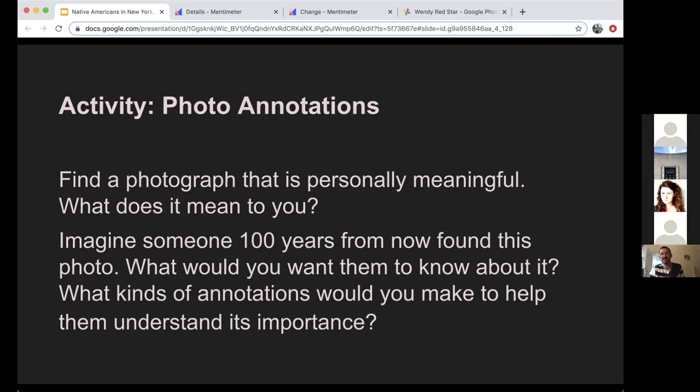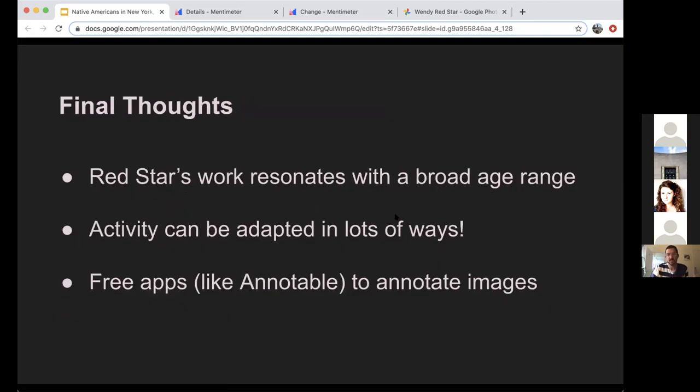All right, hopefully everyone at least got a chance to find a photo and start thinking about how you might annotate it. Hopefully you enjoyed this activity and this talk. I want to say a few more things, just some final thoughts.